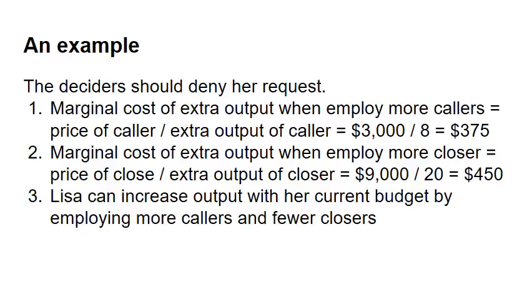The decider should deny Lisa's request. Lisa can increase output without a larger budget. The marginal cost of extra output when she employs more callers is the price of a caller divided by the extra output of a caller. It's 3,000 divided by 8, which is $375.